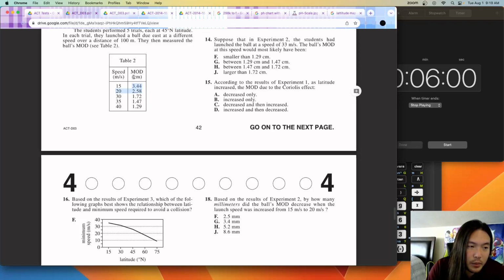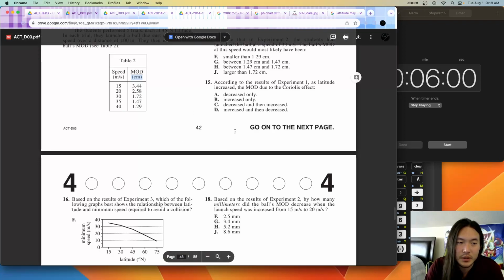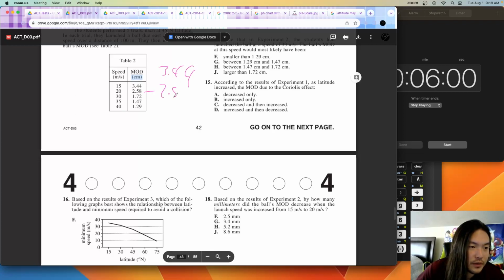So the other important thing here is that the units of the table are centimeters. Hopefully, here you need to know how to convert centimeters and millimeters. There's 10 millimeters per centimeter. So here, let's just do the math. What's the difference? You do 3.44 minus 2.58.